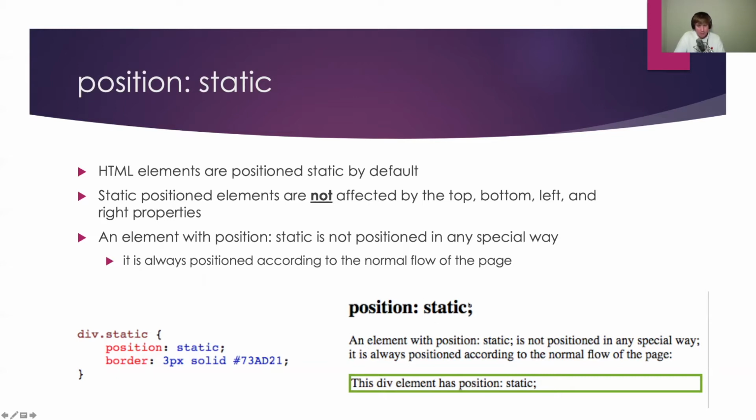So here is a position static. So I have, let's say, an H1, and I have a paragraph tag, and then I have a div. Okay, it's not positioned in any special way, and it's always positioned according to the normal flow of the page. Remember, we have inline elements and block elements. So if I have block elements, it's just one following the other all the way down. If I have inline elements, it's one next to each other as long as the browser's width has enough space.